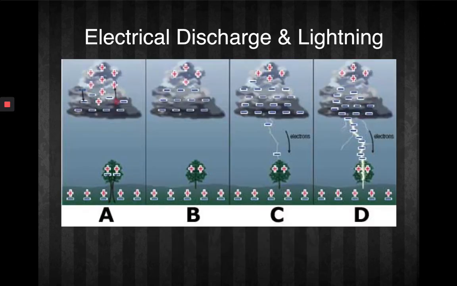Another electrical discharge that you'll know about is lightning. There are charges built up in the clouds, and they are released down to the earth because the earth, or things on the earth, are positively charged. So these electrons will jump through the air and create a big spark as they release into the earth.